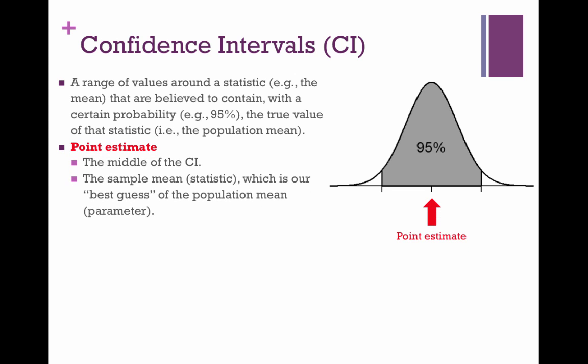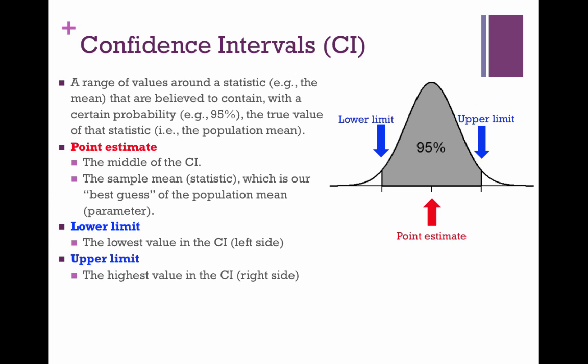As we know from a normal distribution, the middle is where the mean is at. This is also known as our point estimate, the middle of the confidence interval. The sample mean is our best guess of the population mean. We have a lower limit, which is the lowest value of the confidence interval, on the left side of our normal distribution curve, and an upper limit, on the right side, which is the highest value of our confidence interval.